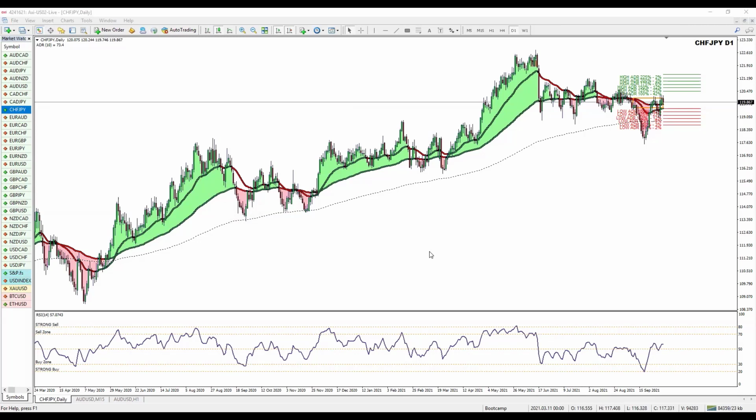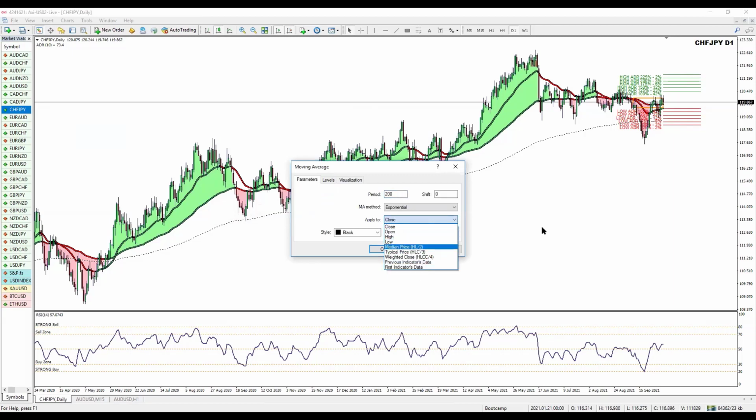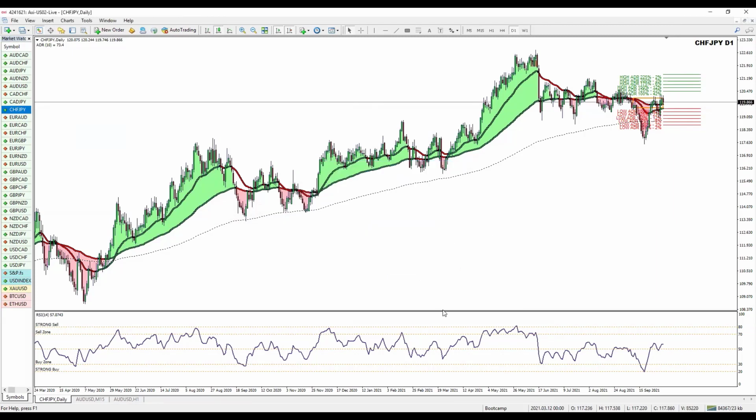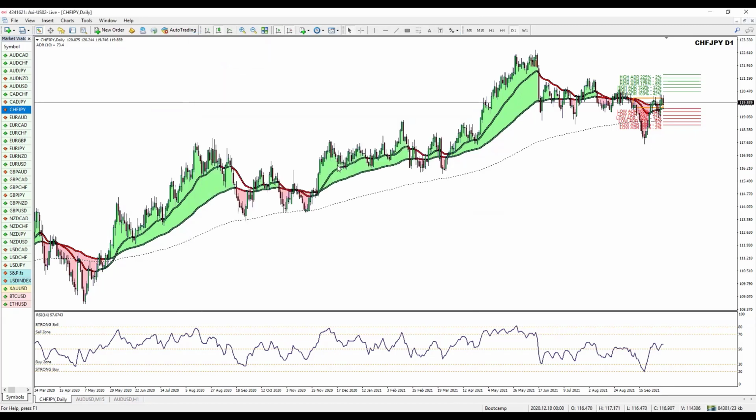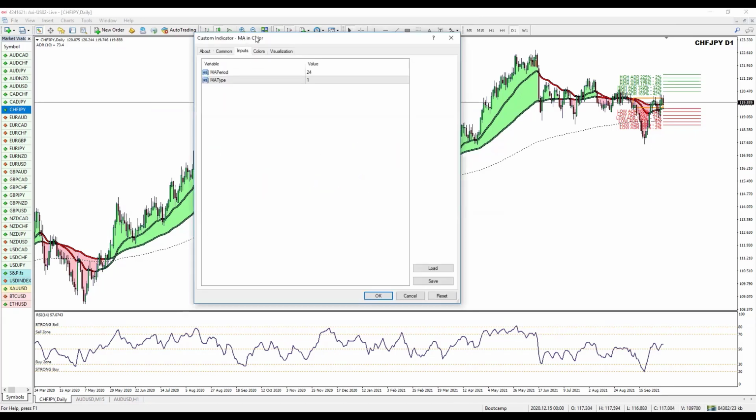They're also smoothed. There's all sorts of moving averages you can use, but I just use standard exponentials. Keep it simple. So the indicator auto fills the color. This is what's called MA in color. You pick a period and the type, and you pick this one here, which is called MA in color. This one's set to 24. The bottom one is set to 72.